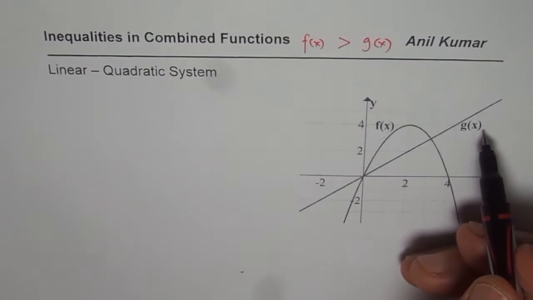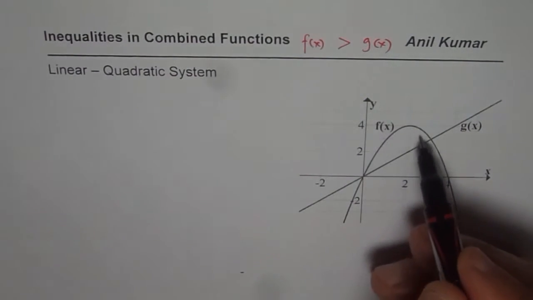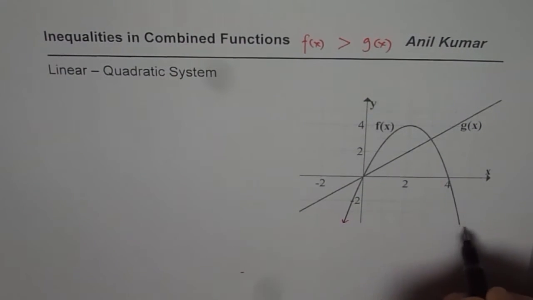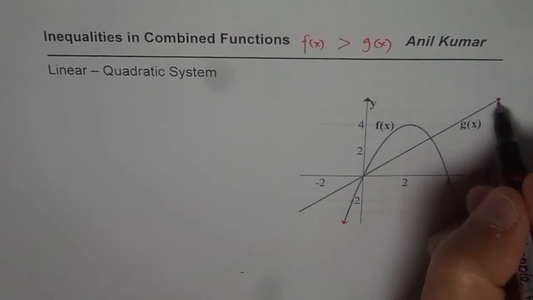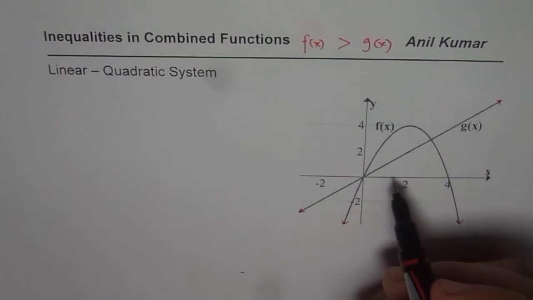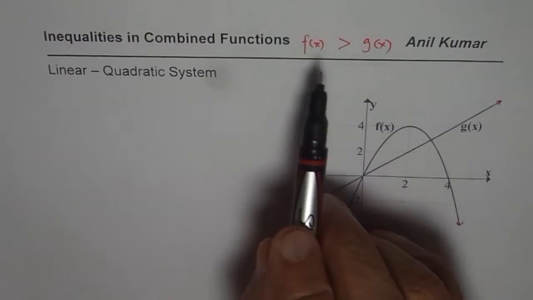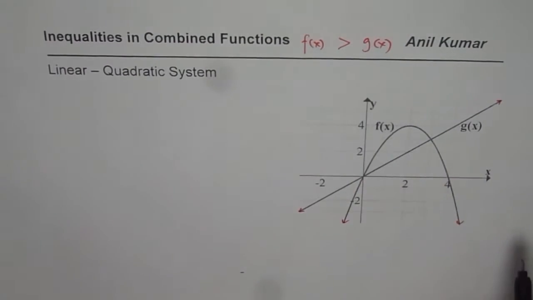In this particular video we will solve for f of x greater than g of x. We are given the graph of both the functions. f of x is a parabola which opens downwards, and g of x is a straight line. Now can you write down the solution for f of x greater than g of x?